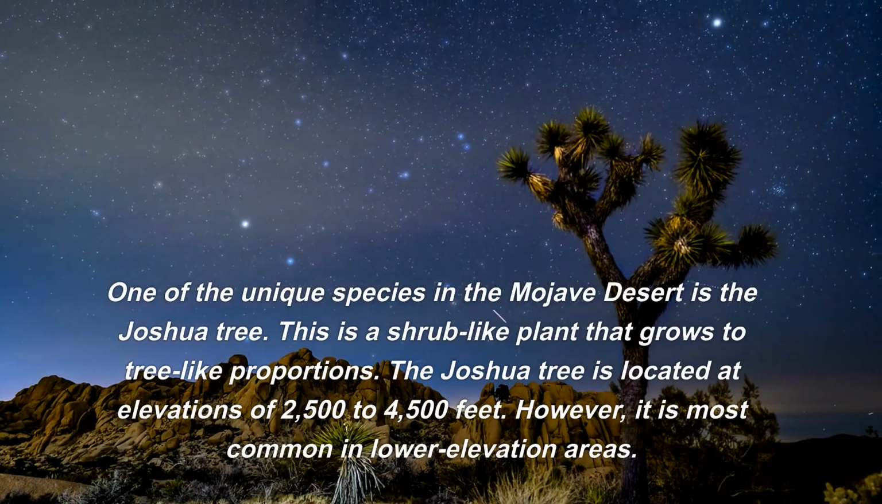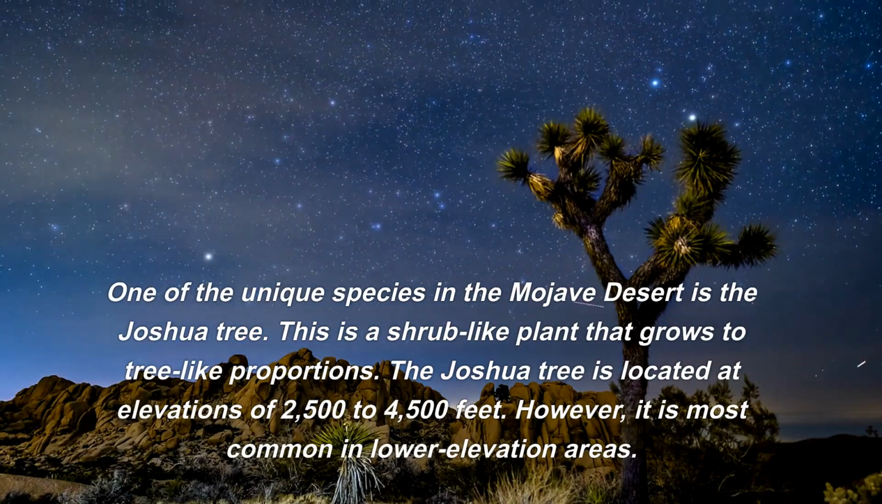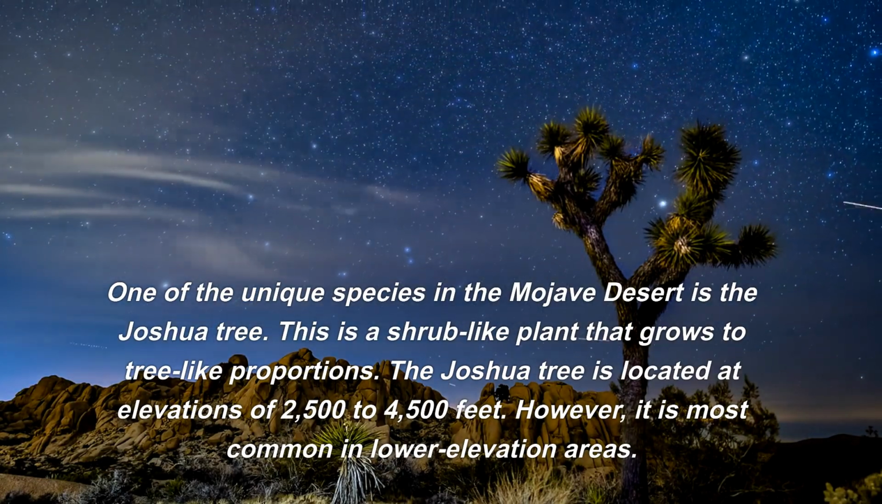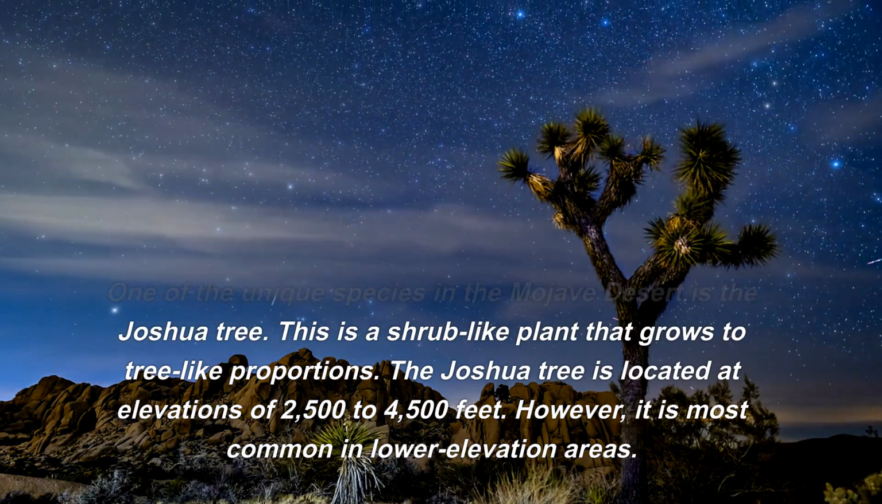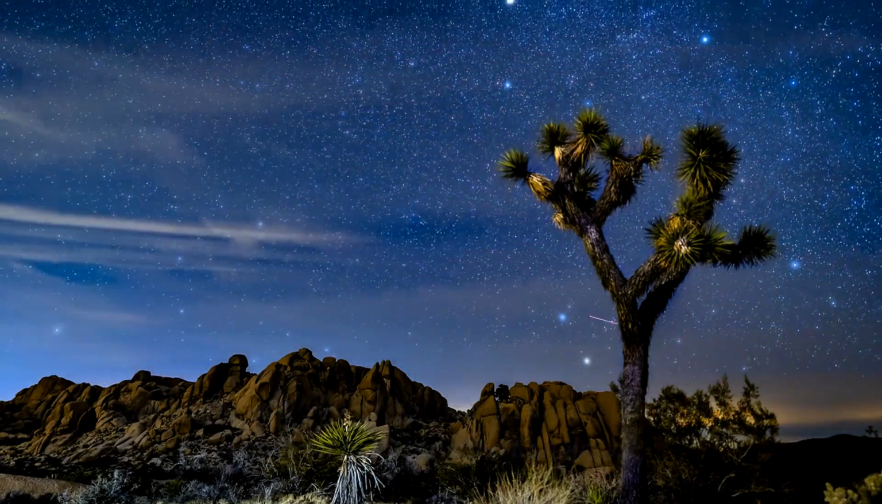One of the unique species in the Mojave Desert is the Joshua tree. This is a shrub-like plant that grows to tree-like proportions. The Joshua tree is located at elevations of 2,500 to 4,500 feet. However, it is most common in lower elevation areas.